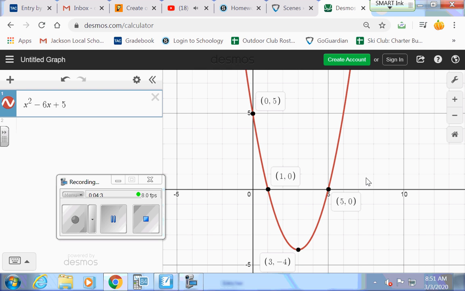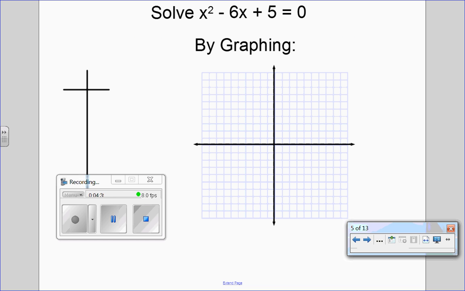So our two answers are what? Which two are the answers? I hovered and clicked 4 places. There's 1 and 5. So x equals 1 and x equals 5 are the two solutions. It's where it crosses the x-axis. 1, 2, 3, 4, 5. Where was that vertex? I forget. Can you read it to me? 3, negative 4.